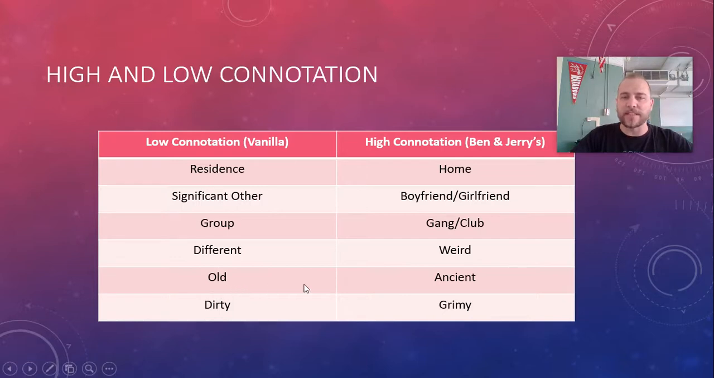Old is pretty low connotation, but ancient brings about these images of ancient Rome, ancient China, all these places, all these old cultures, right? Ancient Egypt. And dirty, while you might say it has some connotation, it's mainly pretty low connotation, whereas higher connotation would be grimy. It has like a dirtier feel to it. It just feels more negative when you're looking at it.